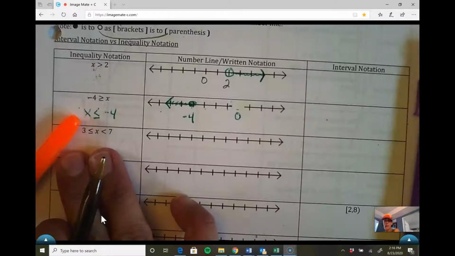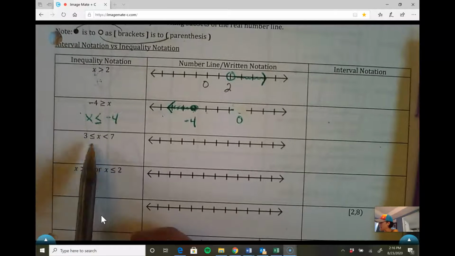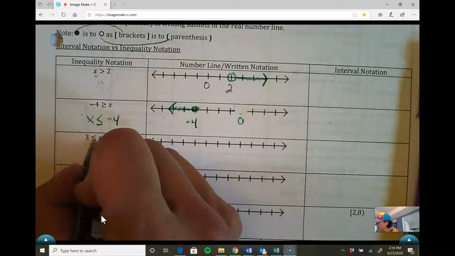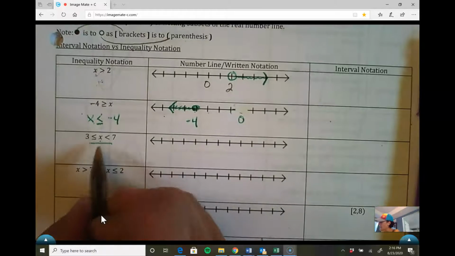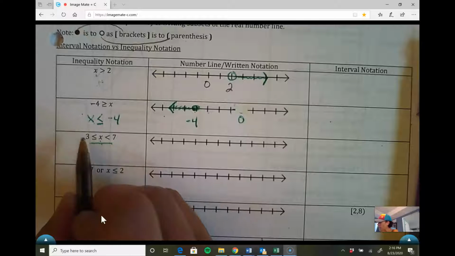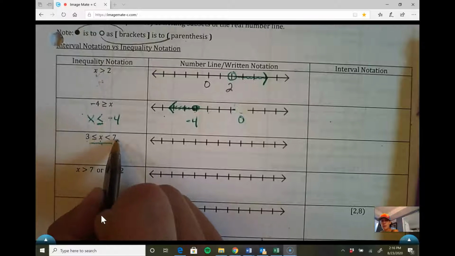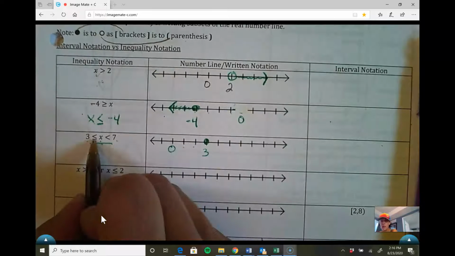And then the other one, I lied, we're actually going to do this one. When you see this symbol, x in the middle, and it's always with less than signs, it might be less than or equal to, this means between. So all the values between 3, including 3, all the way up to 7, but you're not going to include 7. So let's say here's 0, here's 1, 2, 3. I'll make a closed circle because it's the equal to part.